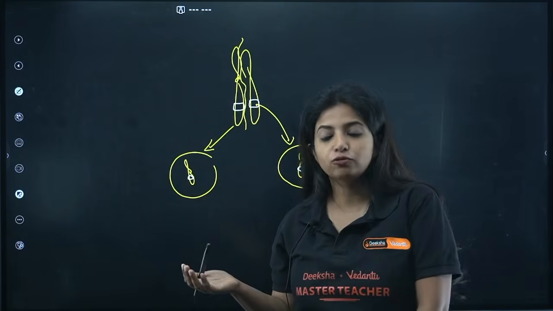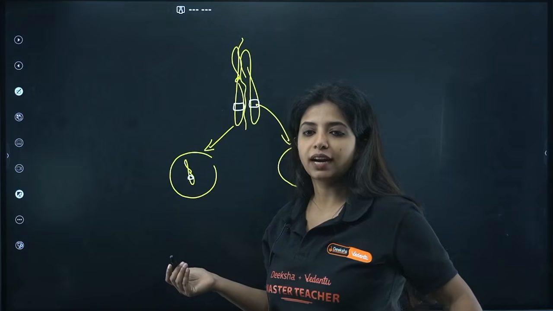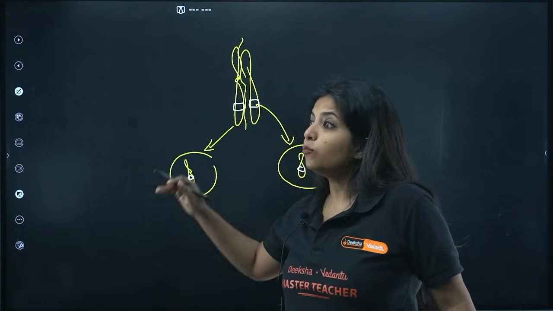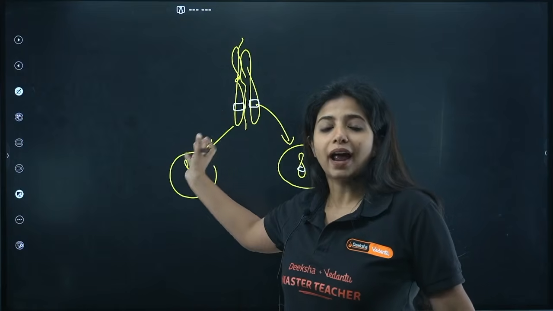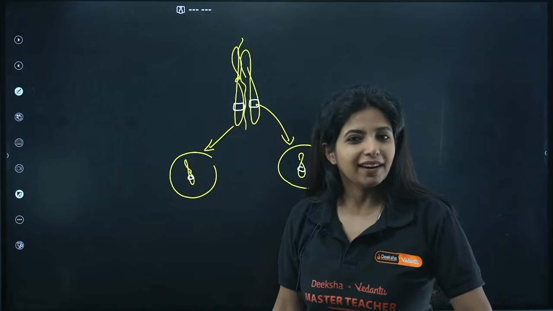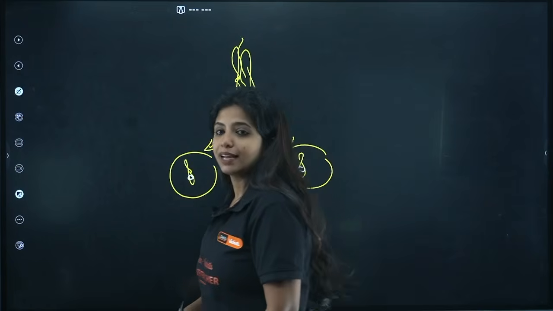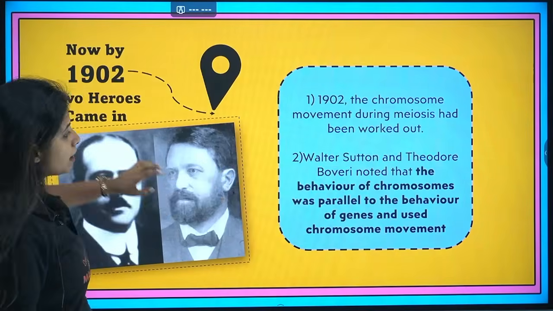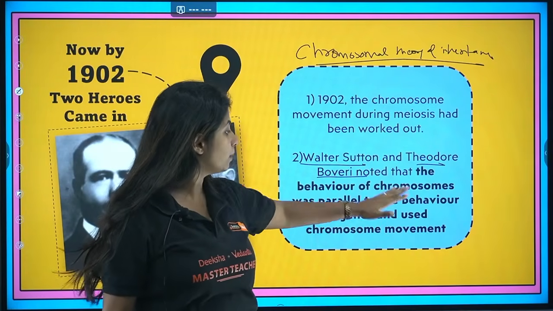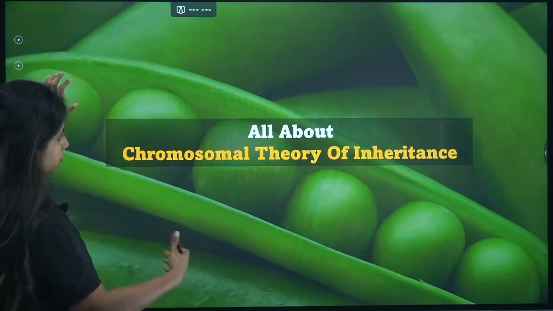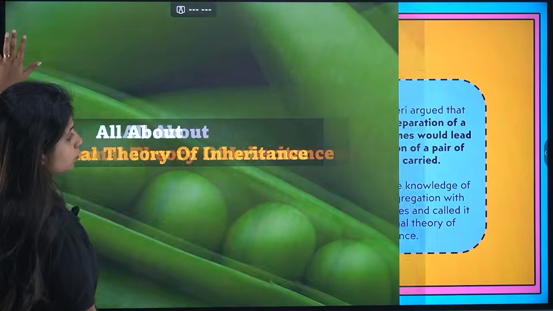Mendel did not have any idea about chromosomes and things like that, right? But they came into the picture and they said, the movement of the chromosome is parallel to the movement of the factors that probably they carried. This was the chromosomal theory of inheritance. So over here, I'll just tell you, the behavior of chromosomes was parallel to the behavior of genes, and it used chromosome movements. This is what they said, but I'll tell more about it here.